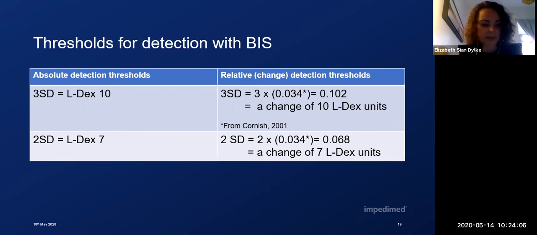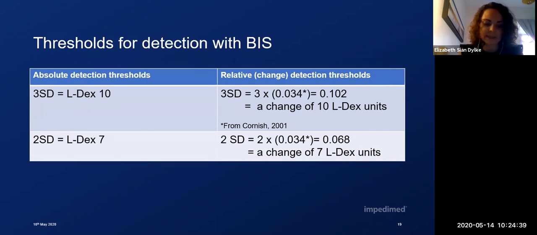And indeed, a number of papers have looked at the difference between using an absolute detection threshold versus a relative or change threshold of 10 L-Dex units, and found, unsurprisingly, that they detect different individuals as having swelling. So some people who have an L-Dex over 10 will not have shifted by more than 10 units, as in my first example, while some people who have shifted by 10 will not have crossed the absolute threshold of 10, as in the second example.